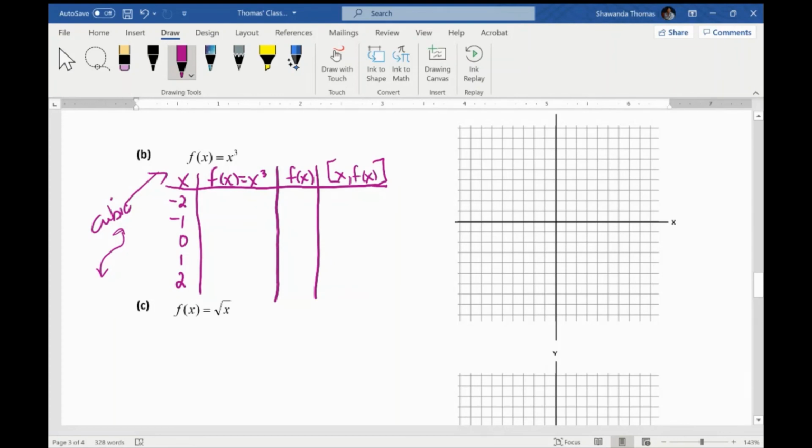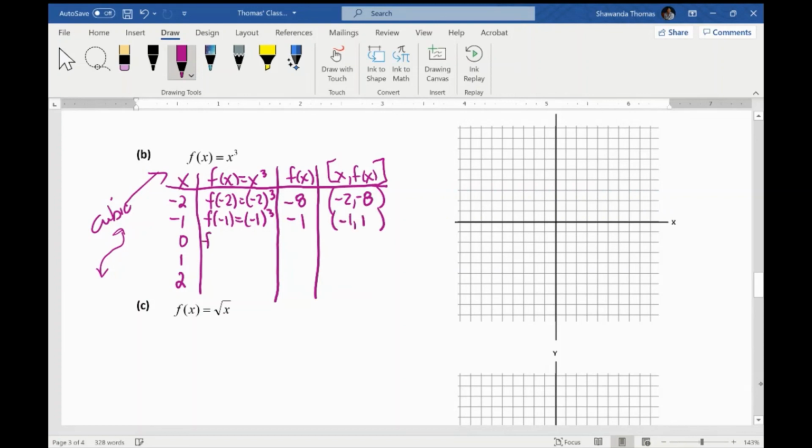All right, we're gonna evaluate this function at negative 2. So f of negative 2 equals negative 2 cubed. What is negative 2 cubed? Negative 8. Yep. So the corresponding point would be negative 2, negative 8. All right, negative 1, f of negative 1 equals negative 1 cubed. Negative 1 cubed is negative 1. Yep, the point is negative 1, negative 1.